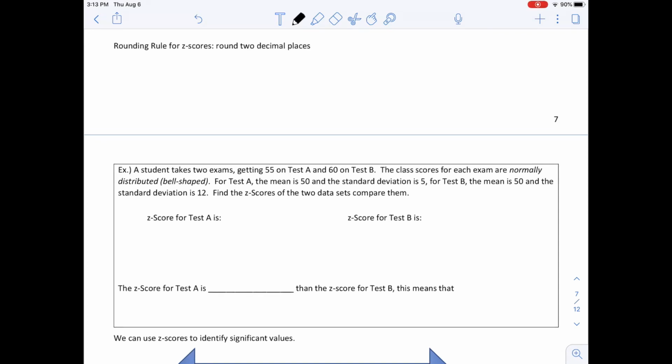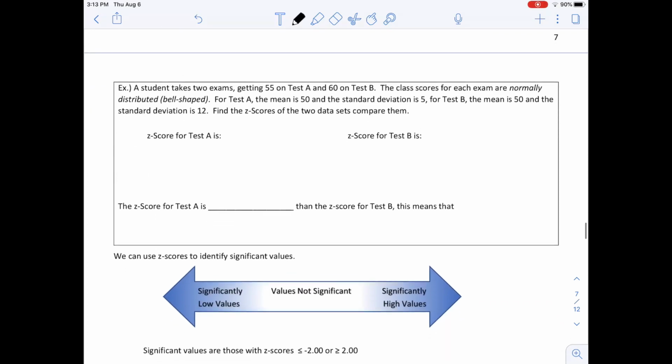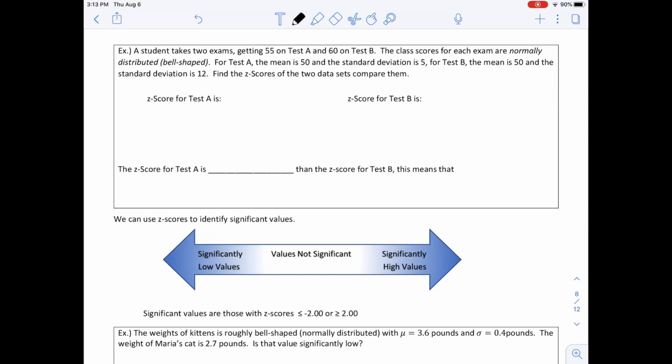It's very typical that z-scores are going to be rounded to around 2 decimal places. The next example says a student takes 2 exams, getting a 55 on test A and a 60 on test B. The class scores for each exam are normally distributed or bell-shaped. For test A, the mean is 50 and the standard deviation is 5. For test B, the mean is 50 and the standard deviation is 12. Find the z-scores of the 2 data sets and compare them.